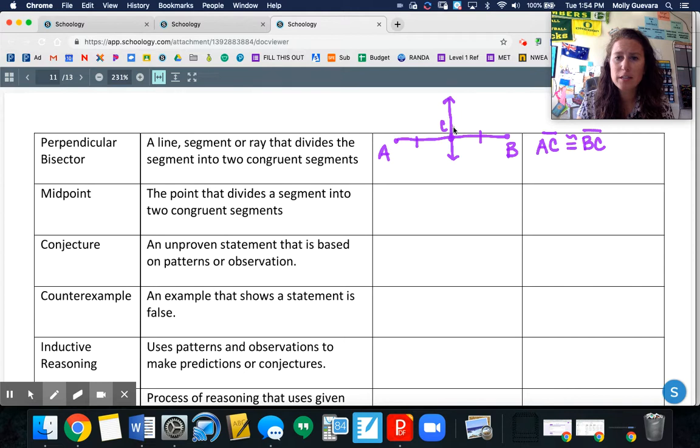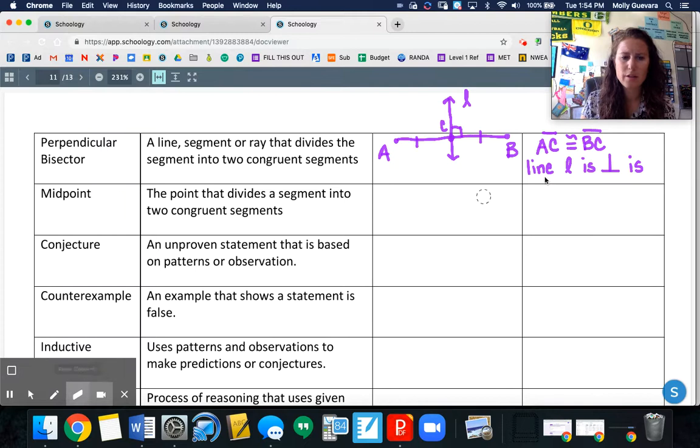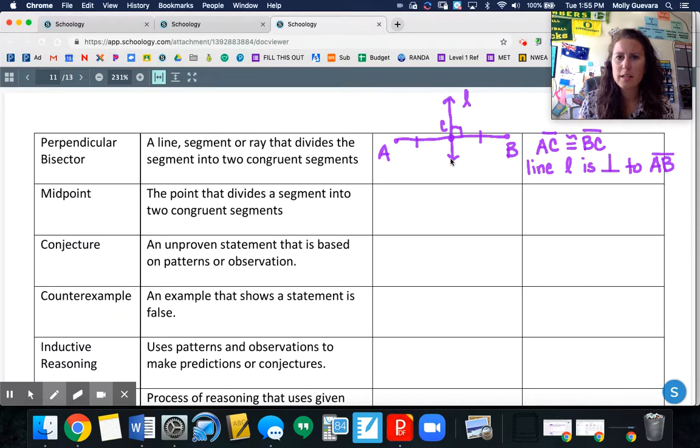Now the perpendicular part also tells me that this line has to be perpendicular. So this line has to cross at 90 degrees. So not only is AC congruent to BC, but, let's call this line L maybe, also line L is perpendicular. Do you guys remember the symbol for perpendicular? It's an upside down capital T. So L is perpendicular to line segment AB. So this line L is perpendicular to AB because it crosses at 90 degrees. And A to C is the same length as B to C. So that's what we mean by perpendicular bisector.